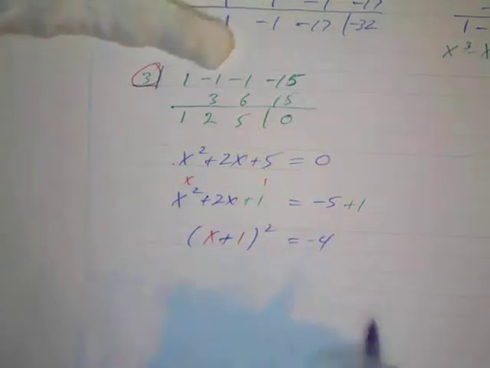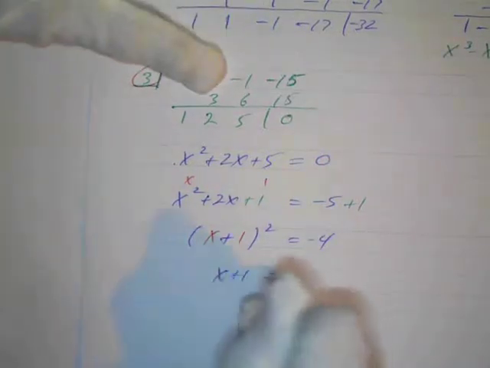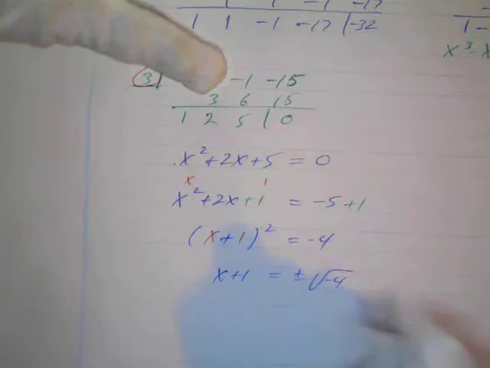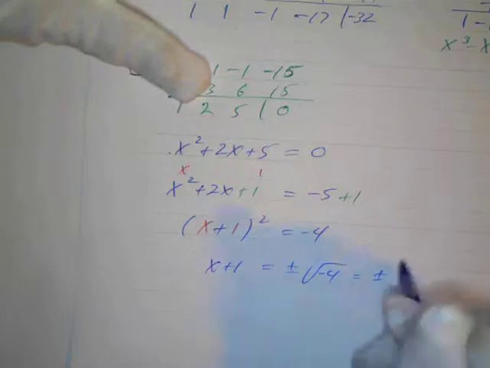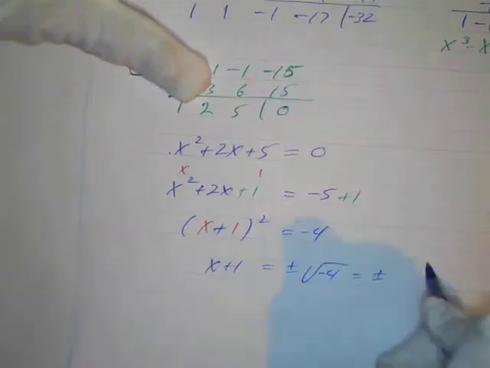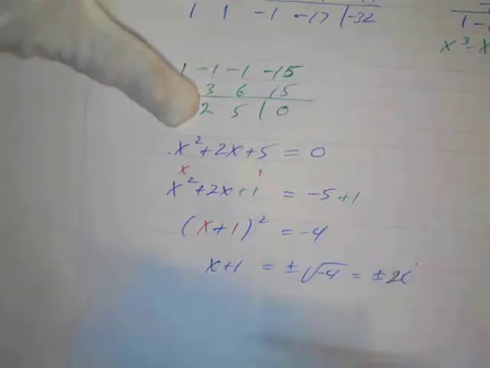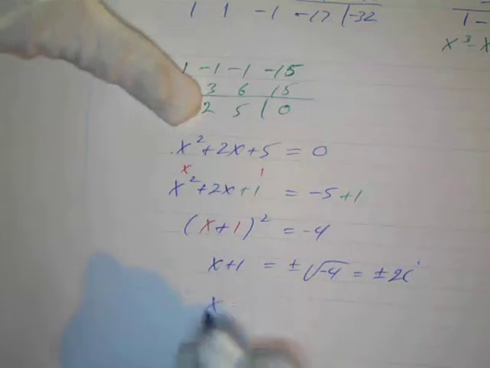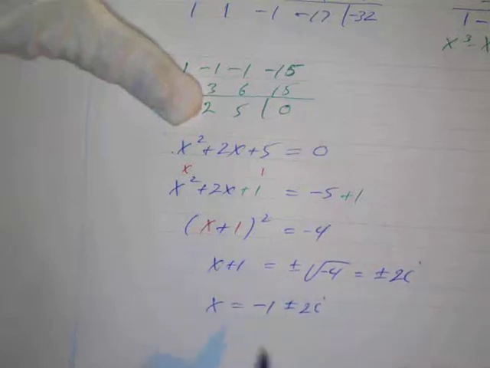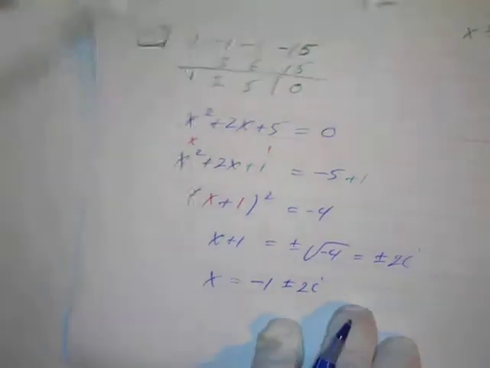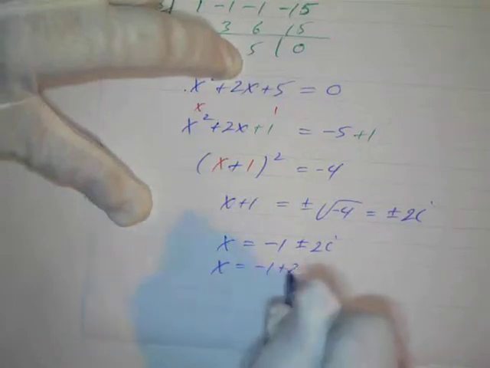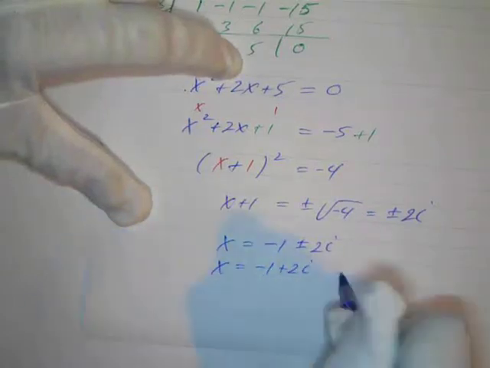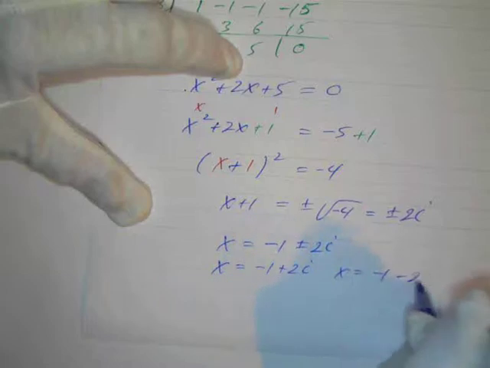So if x plus 1 squared equals negative 4, x plus 1 equals plus or minus the square root of negative 4. That's the same thing as plus or minus, and we have a negative, so that's i, so 2i. And then if I subtract 1 from both sides, x equals negative 1 plus or minus 2i. So those are my other two roots. And we had 4 roots. So either x equals negative 1 plus 2i, or x equals negative 1 minus 2i.